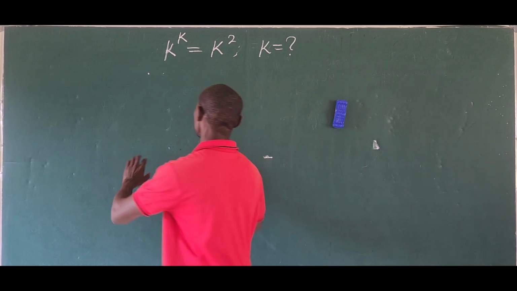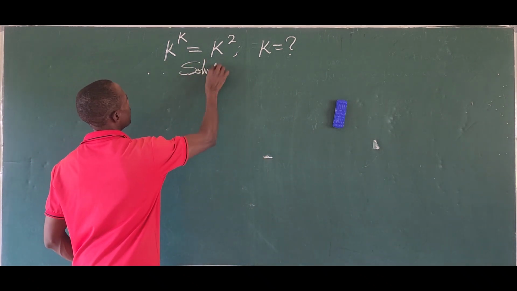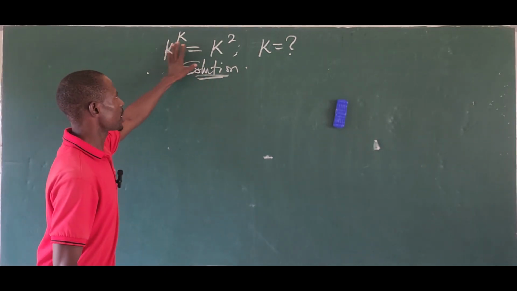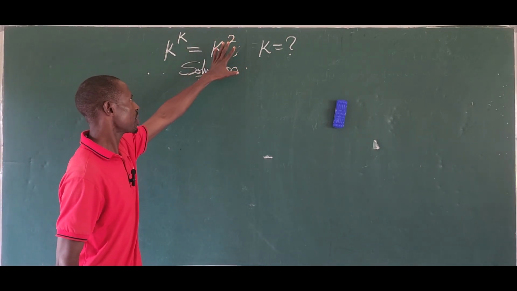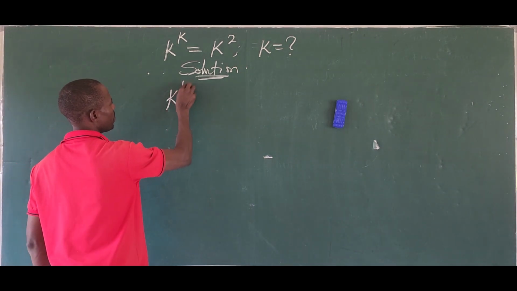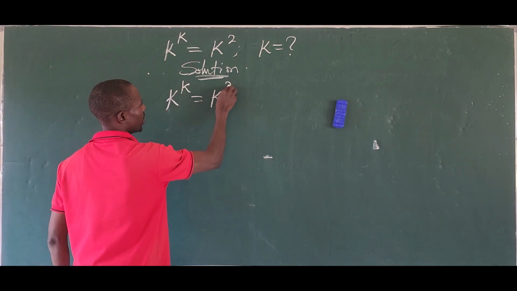Okay? So yeah, we take our solution. All right. Now, in this exponential equation, the first thing we're going to do here is easy. Let's put down the question. We have k to the power of k equals k to the power of 2, right?